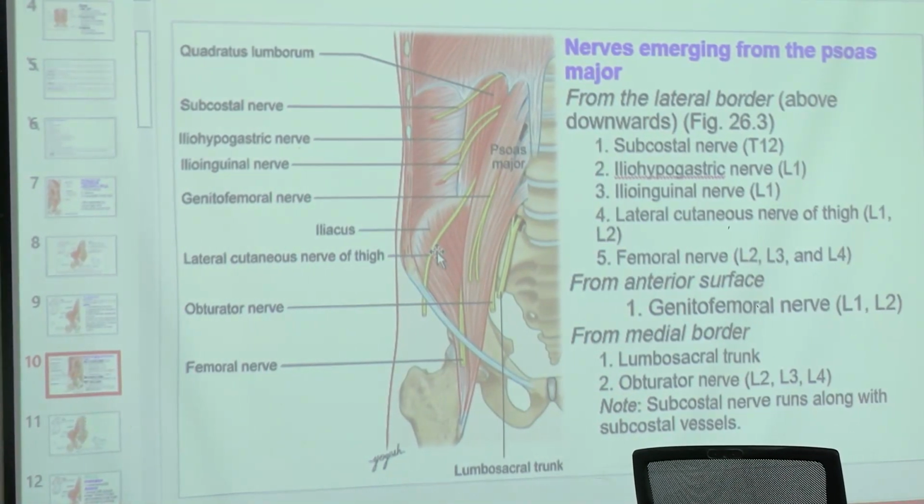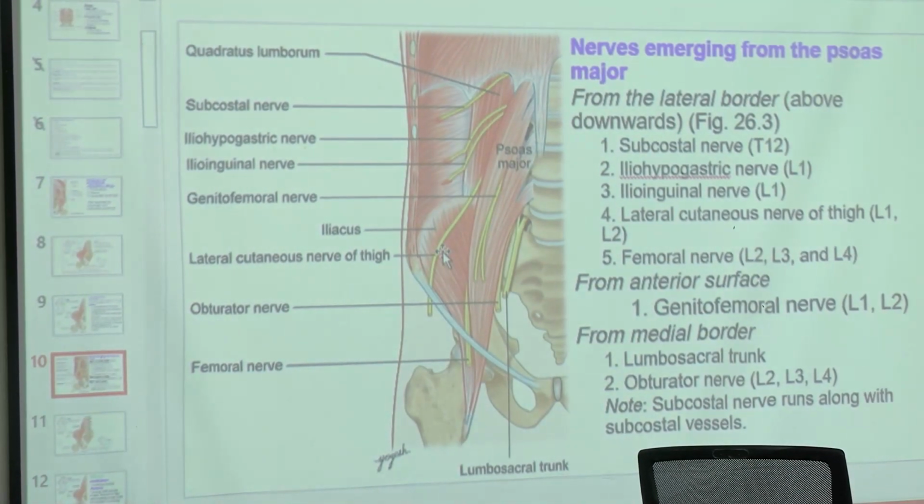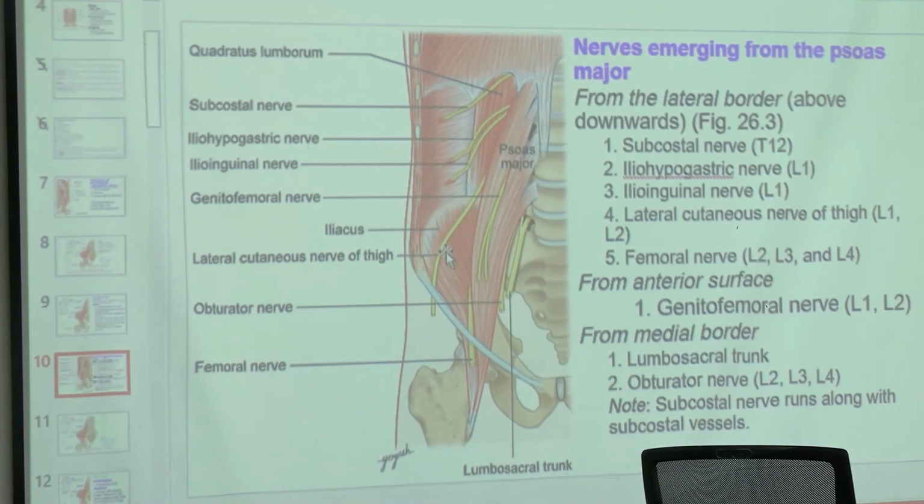There are lateral femoral, intermediate femoral and medial femoral cutaneous nerves. So that is the lateral femoral cutaneous nerve, and the root value is L2 and L3. More precisely, the dorsal branches of the ventral rami of L2 and L3 nerves.